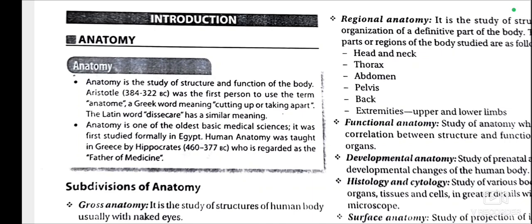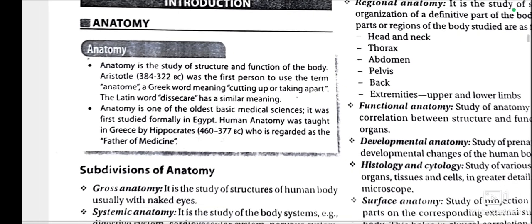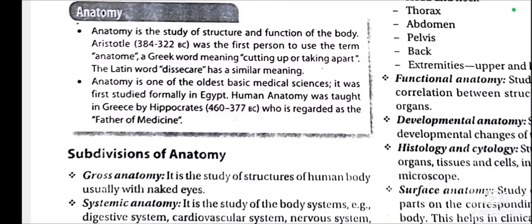You can remember only this much, that is what is meant by anatomy. Anatomy means the science of body structure, and physiology means the science or study of body function. There are two differences, that is structure and function. Shall we continue? Subdivisions of anatomy.